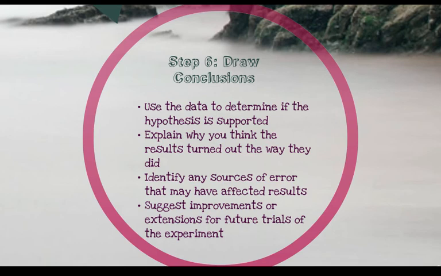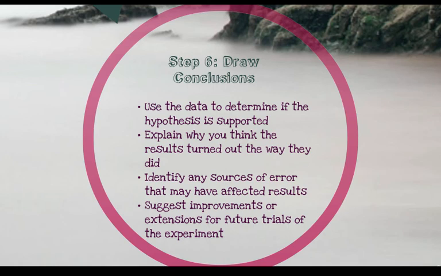Sources of error are things that happened, things that maybe you couldn't control, that went wrong during the lab, that maybe you didn't think of ahead of time, that have affected your results. Please do not say that your calculations were wrong, because your inability to do math is really not a source of error in an experiment.